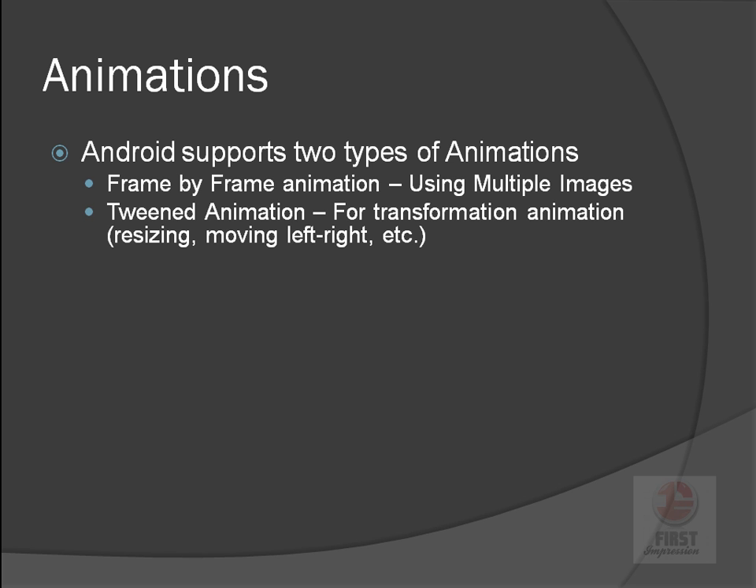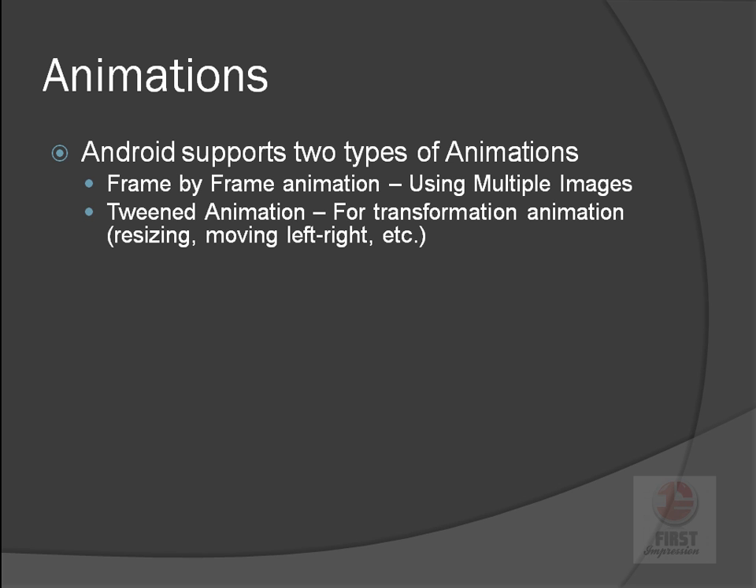Now, tweened animation is of four types again. These four types will be scale animation, wherein you will resize the object from small size to big size or big size to small size. Second type is called a translate animation, wherein you will be giving the starting XY coordinate and the ending XY coordinate, and Android will calculate the object position from start to end. Third type of animation is called a rotate animation, wherein you will be giving the starting angle and the ending angle, and Android will calculate all the angles in between.